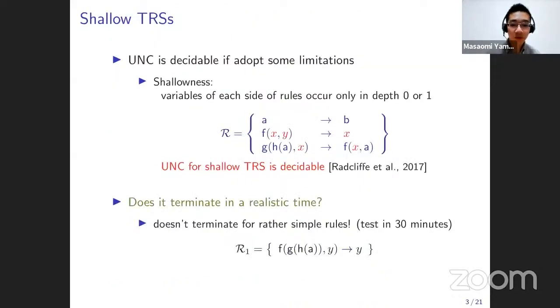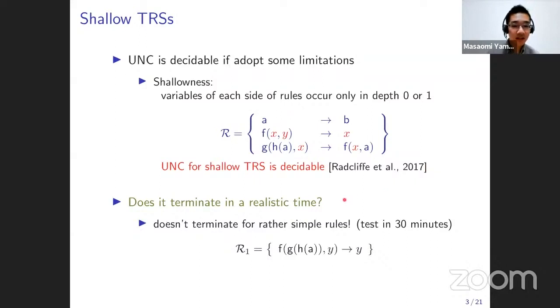Actually, UNC is decidable if one adopts some limitations. One such limitation is shallowness: variables of each side of rules occur only in depth 0 or 1. For example, this R is shallow. Here, variables are shown in red. If you replace this a by some variable, then R will not be shallow. Radcliffe showed that UNC for shallow TRS is decidable.